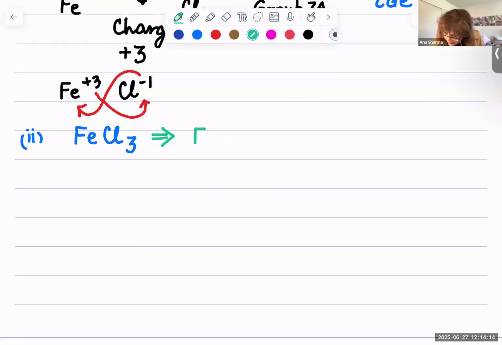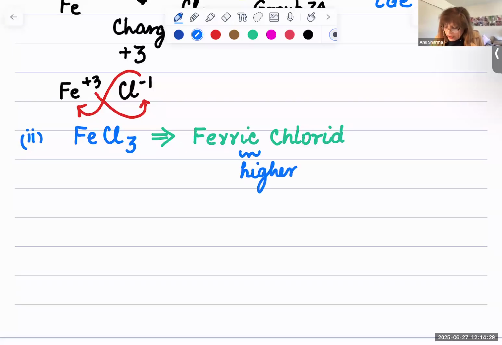Okay. Fe, this would be ferric chloride. Now, ferric, the -ic ending, is for a higher or larger number of plus charges with respect to iron. So a higher plus state, or higher charges, a larger number for plus charges. So it ends in -ic.